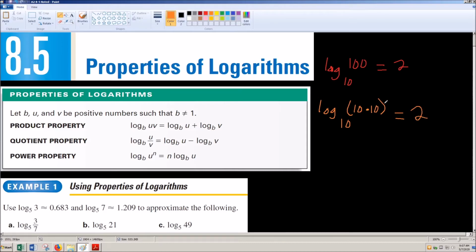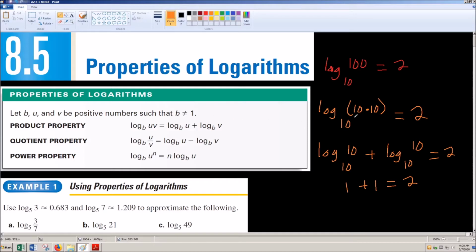But let's think about how we can separate this. We can talk about this as log base 10 of 10 plus log base 10 of 10. As we look at each of these, log base of the thing that's the same as the base is just 1. So I'm saying 1 plus 1 equals 2. This is my product property for logarithms. So we can do this for different values.